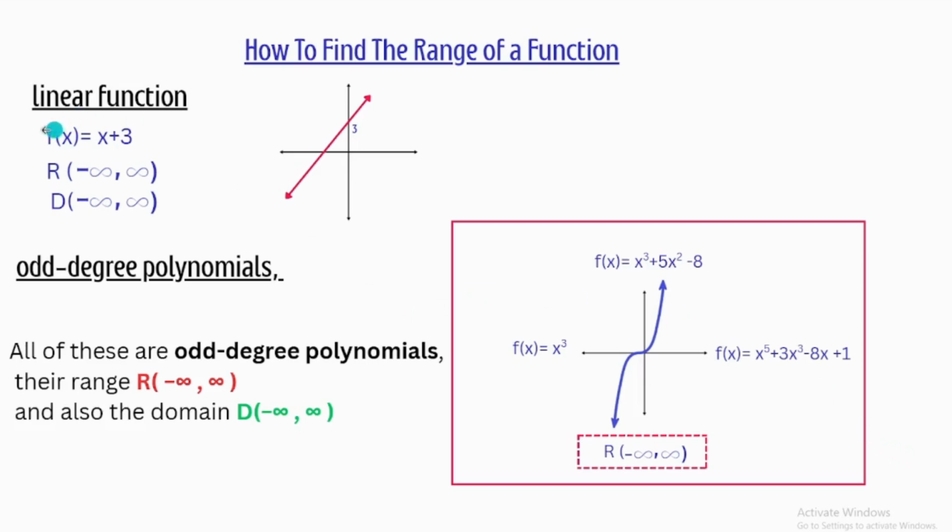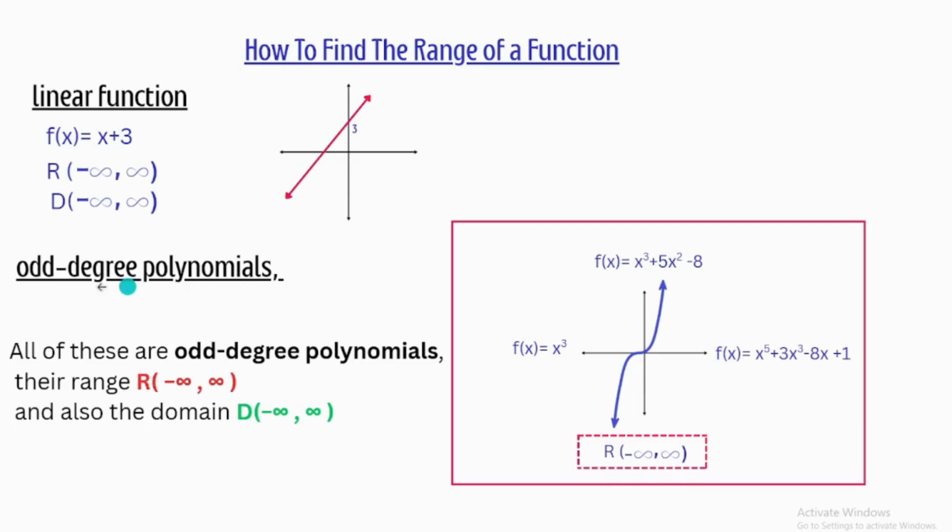When we talk about a linear function, as an example f(x) = x + 3, we will find the range. To get the range, we are looking at the y-axis, and to find the domain, we look at the x-axis. The range for a linear function extends from minus infinity to infinity.